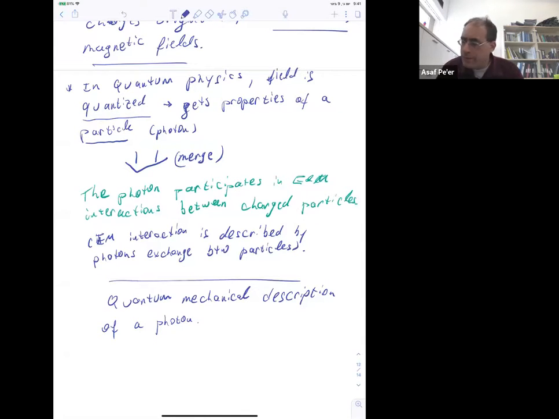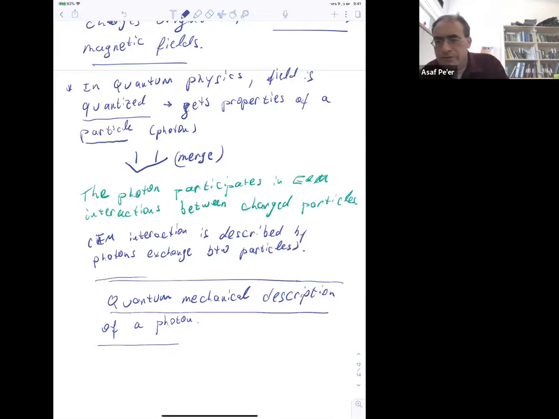Before I do that, I need to introduce to you something which I'm not sure that you've ever seen. This is the covariant form of Maxwell's equations. Just out of curiosity, how many of you have seen the covariant form of Maxwell's equations? 1, 2. That's it? Okay, so I do have to introduce it.